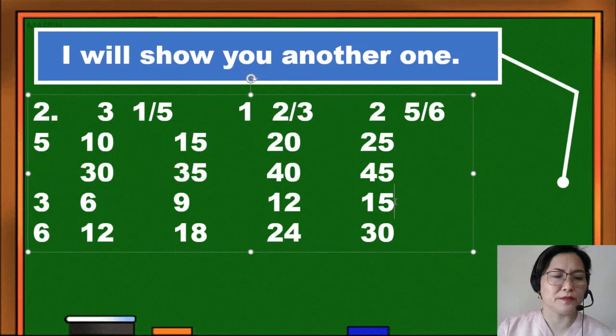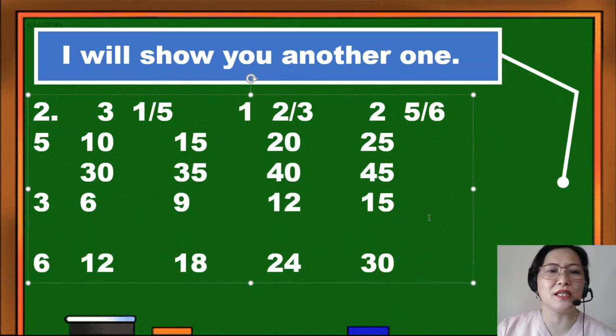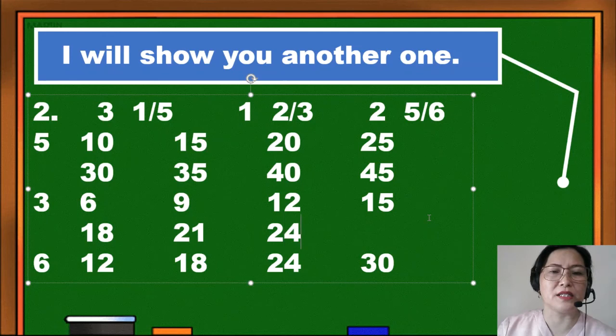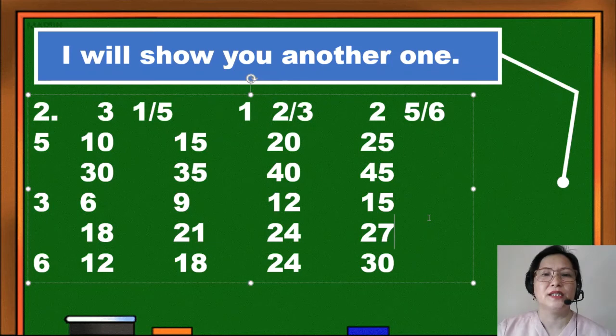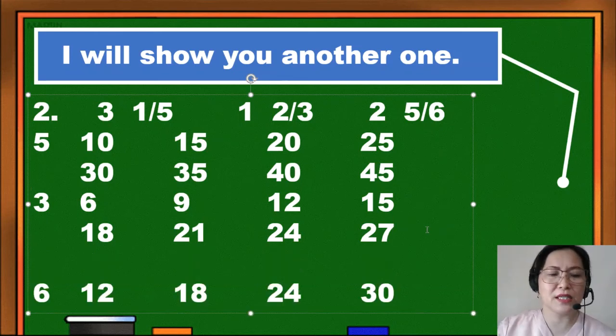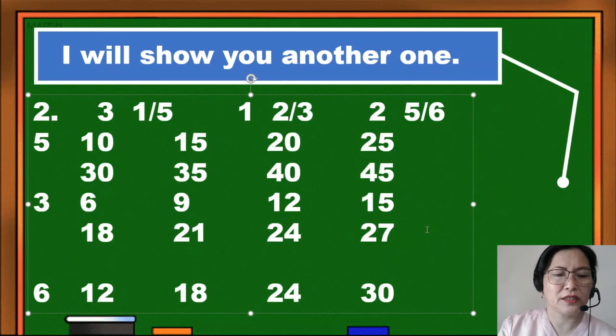How about 3? 15 plus 3 is 18. 18 plus 3 is 21. 21 plus 3 is 24. 24 plus 3 is 27. So, can you see now? Not yet. So, let's proceed. What are we going to continue? Yes, with 3. 27 plus 3 is 30.